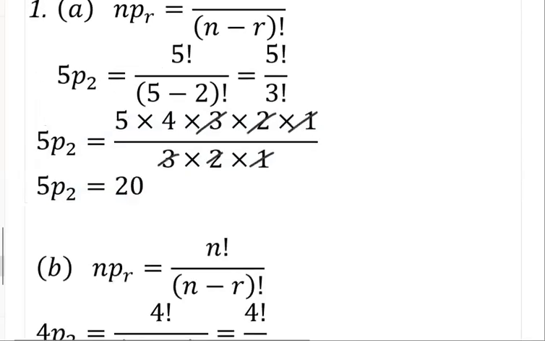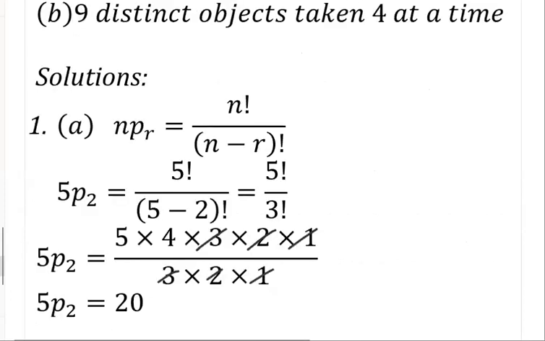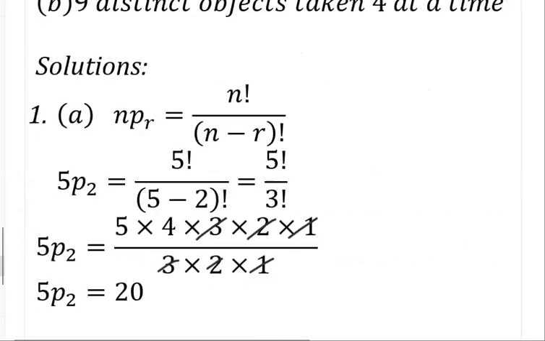Now let's dive straight into question number 2. Question number 2 says calculate the number of permutations there are of (a) 15 distinct objects taking 2 at a time, (b) 9 distinct objects taking 4 at a time. So for question number 2, part A, it will be 15 permutation 2.